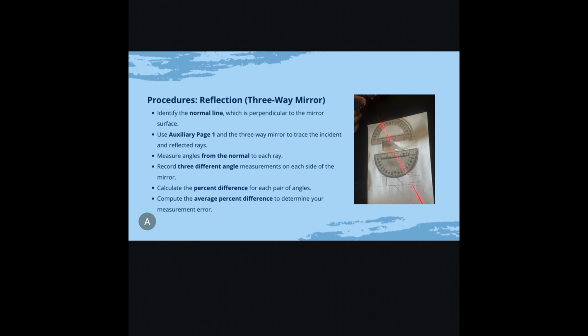Then we recorded three different angle measurements on each side of the mirror. After collecting the data, we calculated the percent difference for each pair of angles and used those values to find our average percent difference. That average represents our measurement error for the reflection portion of the lab.